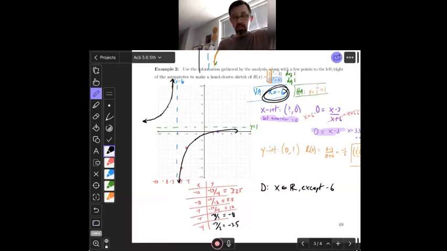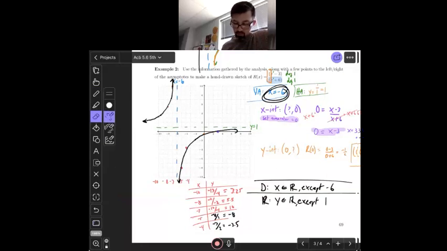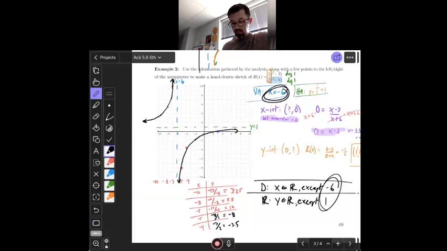So, in the same way, if you wanted to do the range, y would be an element of all the real numbers except 1. You can get every number out of there except for 1, is what that would mean. And it's really these things you guys need to focus on, which is these.